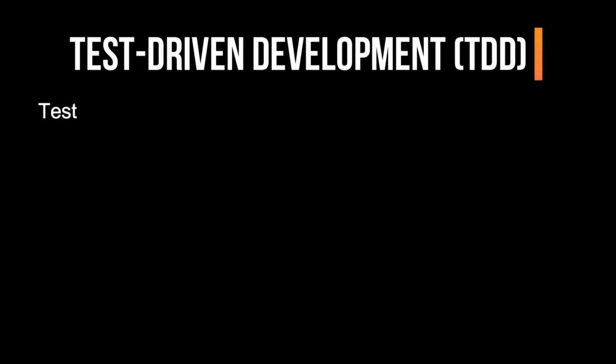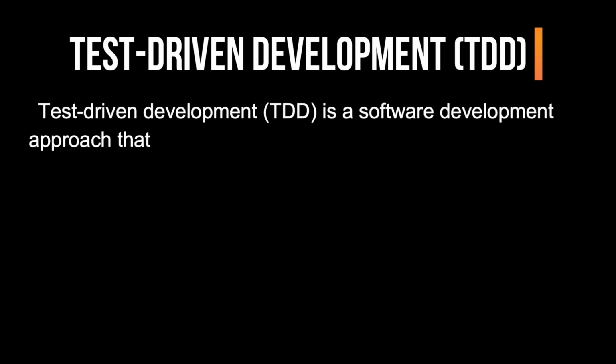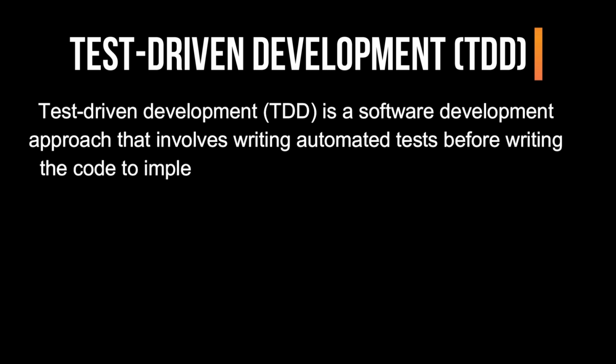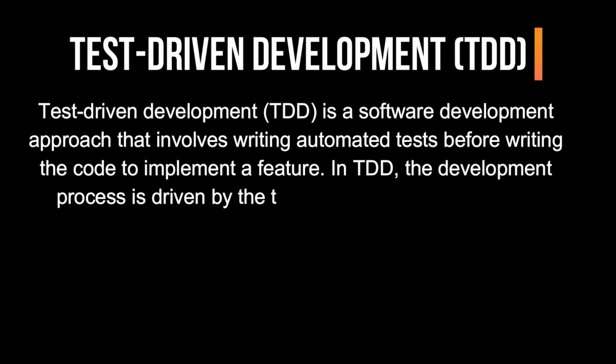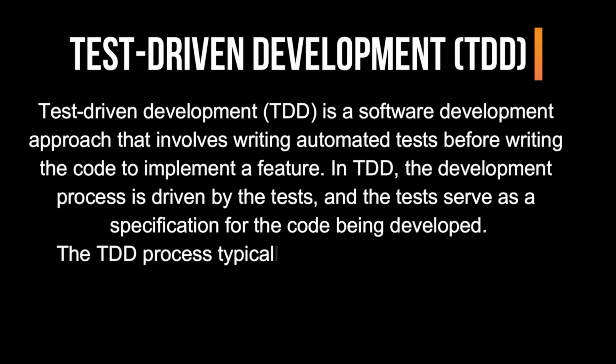Test-driven development, TDD. Test-driven development, TDD, is a software development approach that involves writing automated tests before writing the code to implement a feature. In TDD, the development process is driven by the tests, and the tests serve as a specification for the code being developed. The TDD process typically involves the following steps.